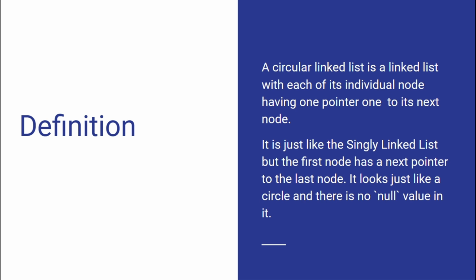A circular linked list is a linked list with each of its individual nodes having one pointer to its next node. It's just like the singly linked list, but the first node has a next pointer to the last node. It looks just like a circle and there is no null value in it. So that is one characteristic that entirely differentiates it from the singly linked list, the fact that there is no null value in it.